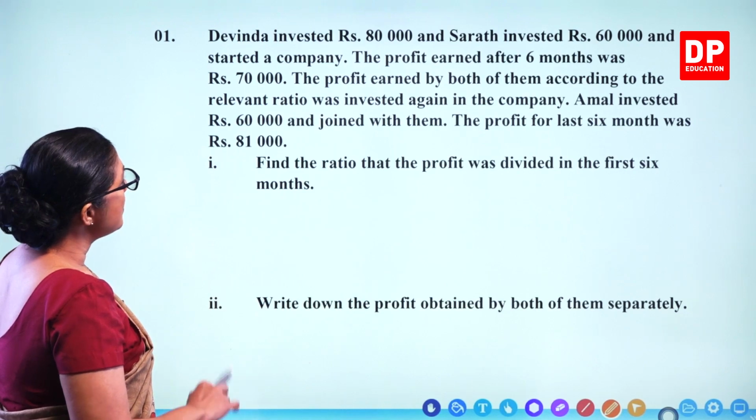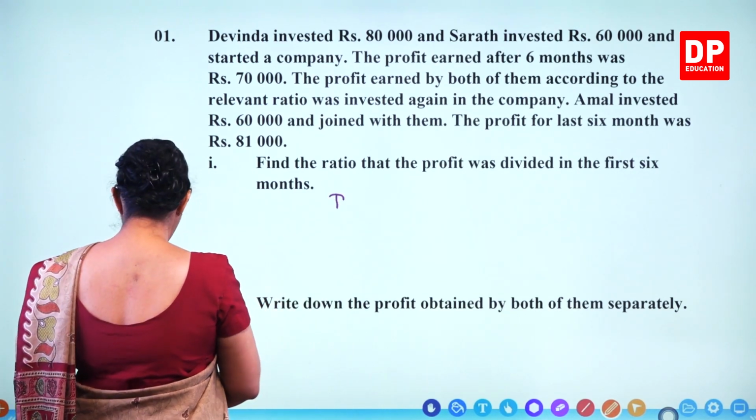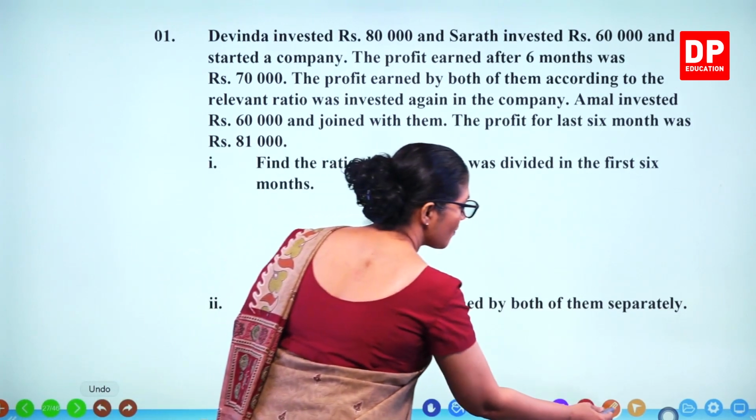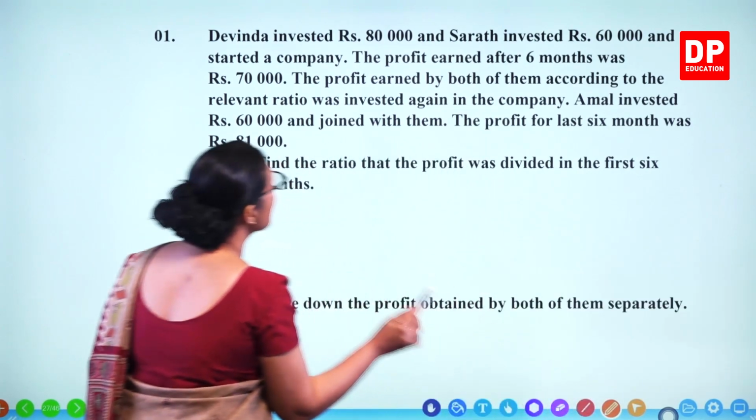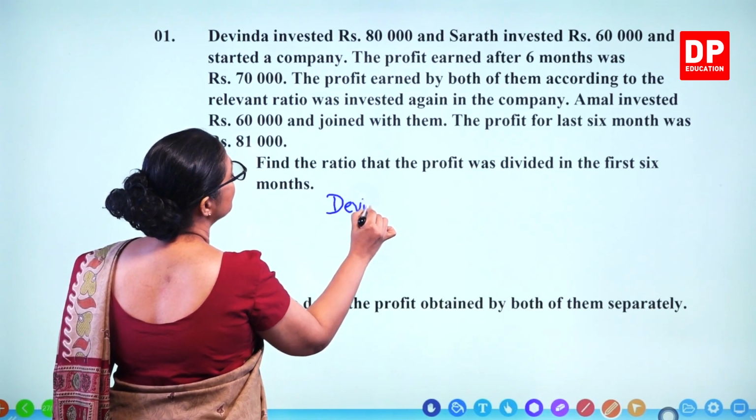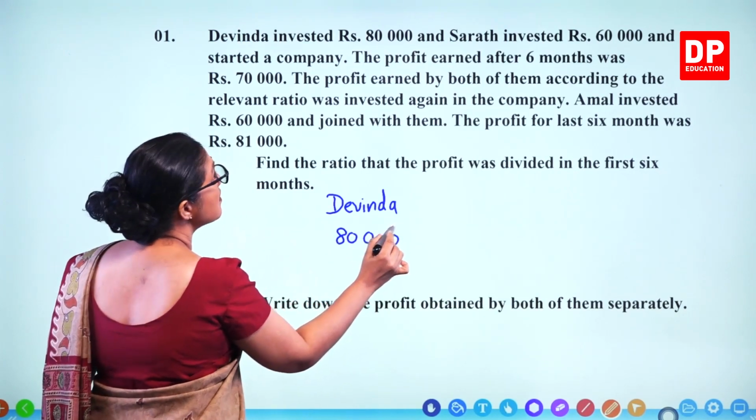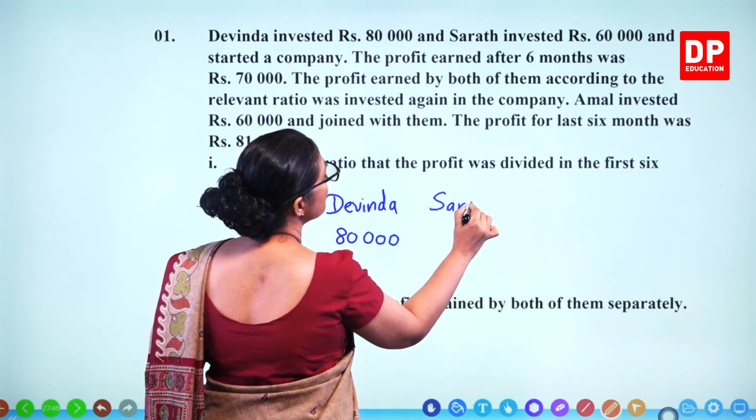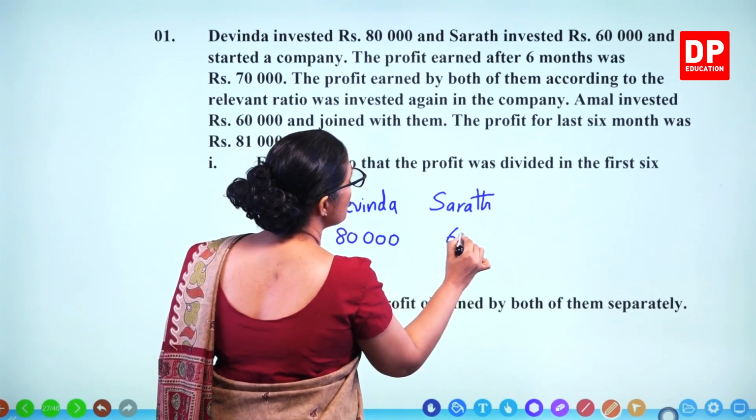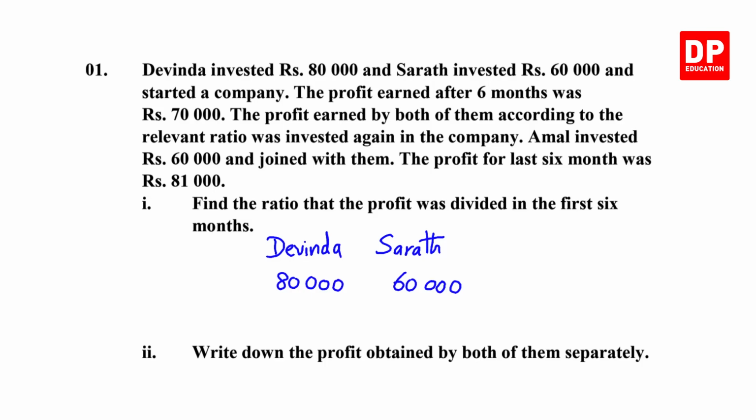Devinda invested 80,000 rupees and Sarath invested 60,000 rupees and started a company. The profit earned after 6 months was 70,000.